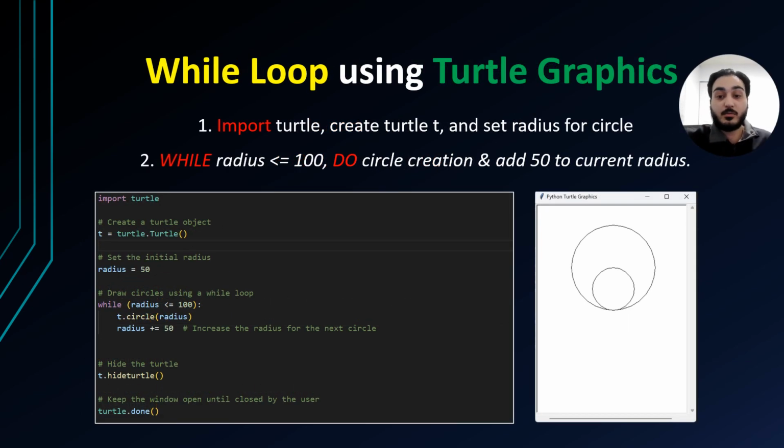Now with a while loop, we are simply creating a circle. So in this case, we set a radius, use a while loop to check if the radius is less than or equal to 100, and then perform the operation to get these two circles.